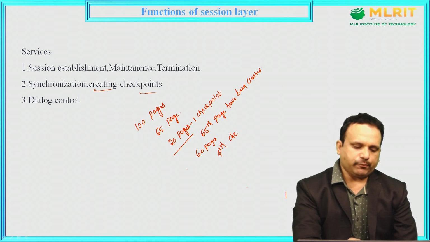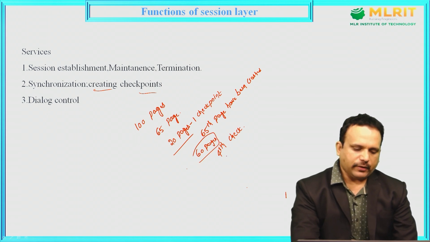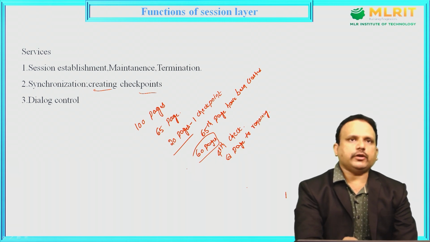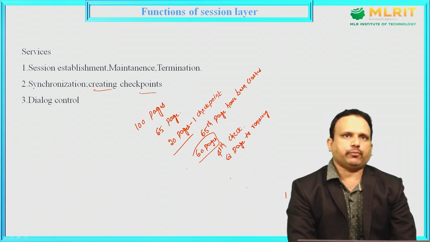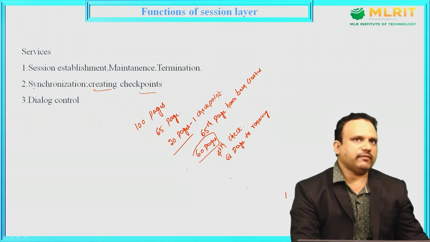The fourth checkpoint indicates that the first three checkpoints are fine. So from the fourth checkpoint, in the sense from page 61 to the remaining pages, you retransmit. In this way you maintain the synchronization between the sender and receiver with the help of checkpoints. This is one of the services or functionalities.